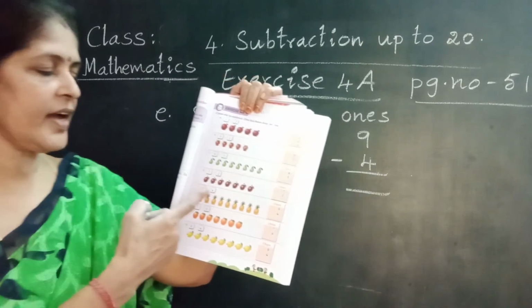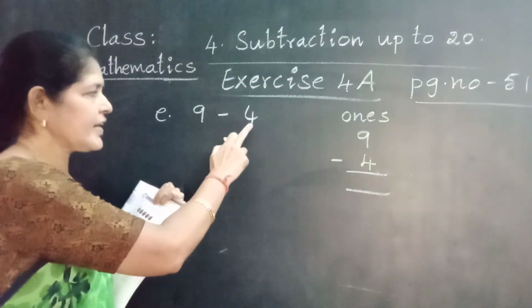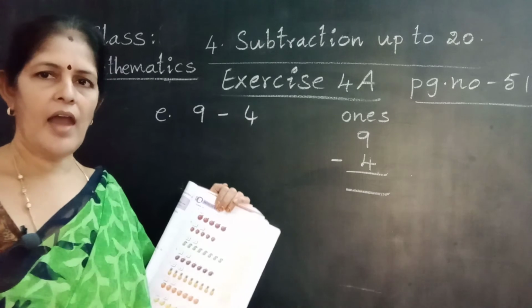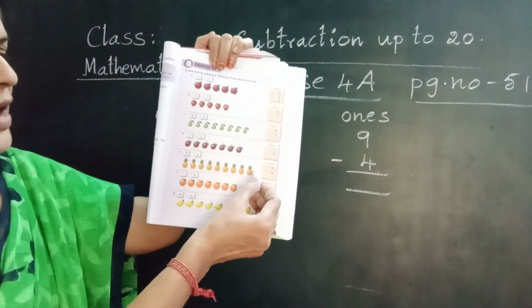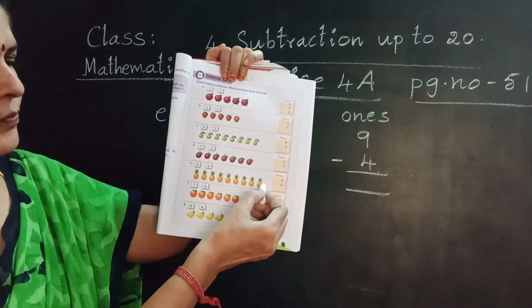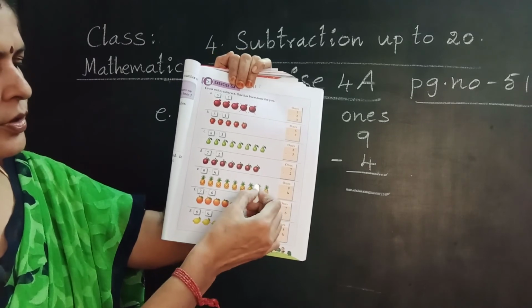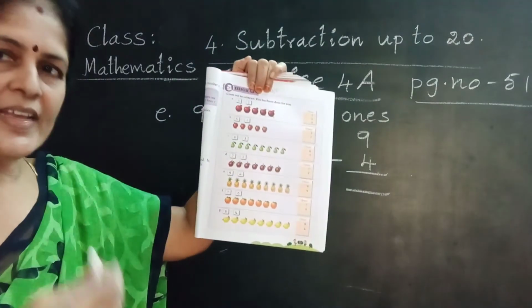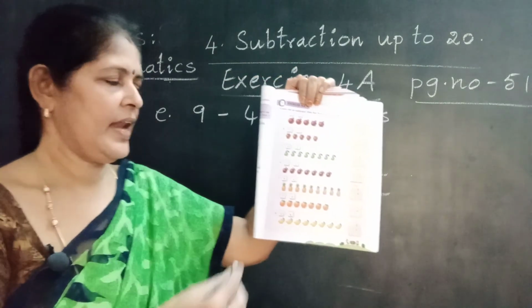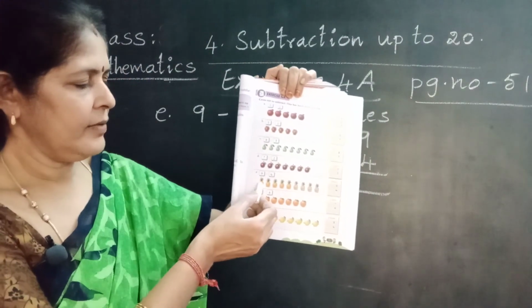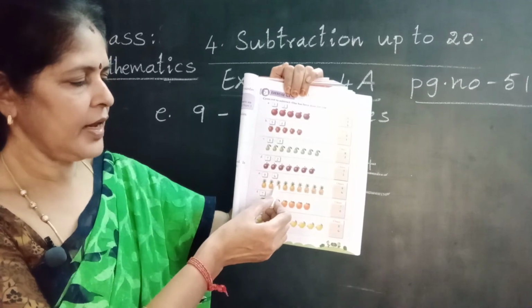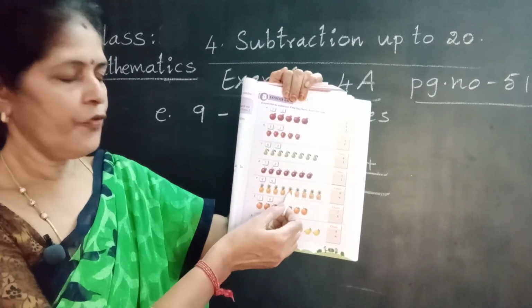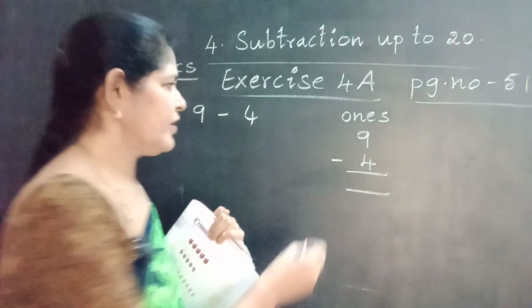Now how many are crossed out? What is the second number? 4. Now take your pencil and cross. 1, 2, 3, 4. Now let us count the left pineapples. 1, 2, 3, 4, 5. How many are left? 5.